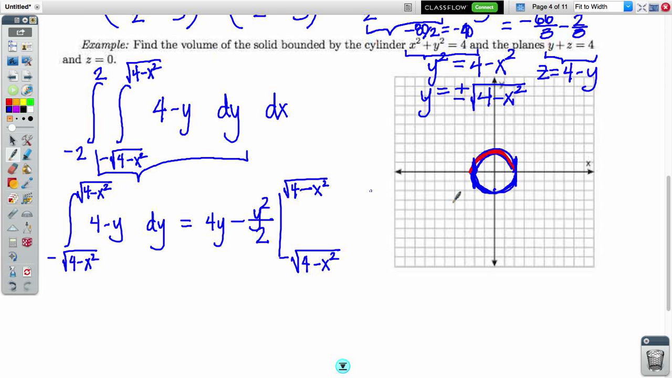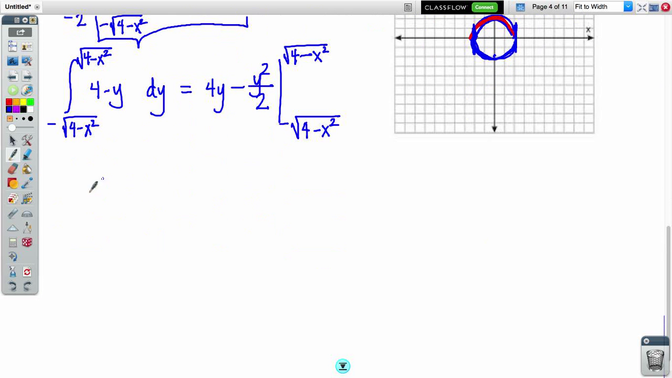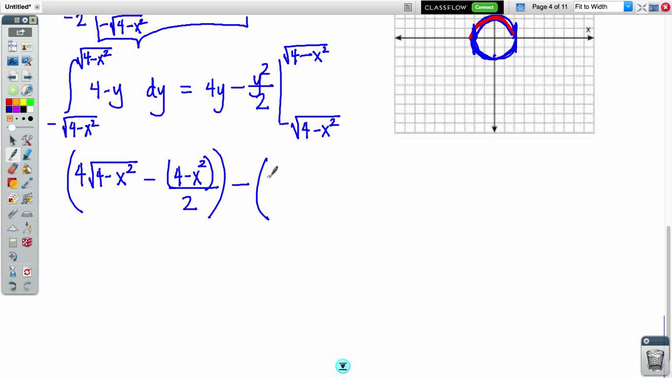So plugging in my top limit first, everywhere I see a y, I get 4 times the square root of 4 minus x squared minus, and then I'm putting this in for y, so I'm squaring it, which becomes 4 minus x squared with no square root because I squared it away, over 2. So there's my first component with the top limit plugged in, and then I'm going to subtract and do this again. 4 times negative square root of 4 minus x squared minus, now when I square this bottom limit, the negative sign goes away anyway, and so does the square root, just like it did a second ago, over 2.